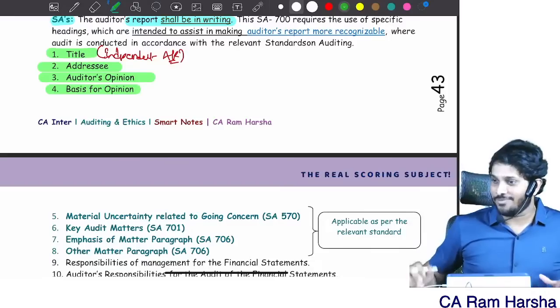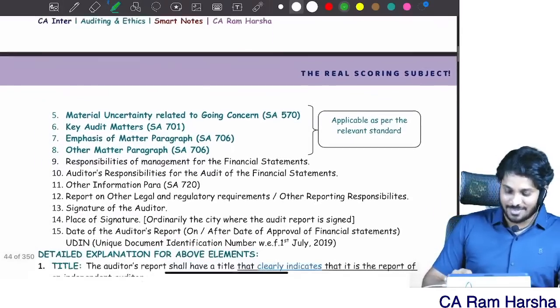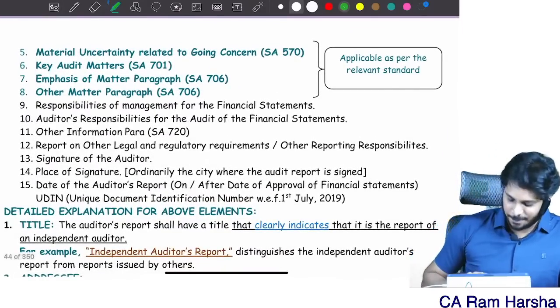Yes. Obviously, no? Thank you. So next. So understood all of you until now, basis for opinion section?